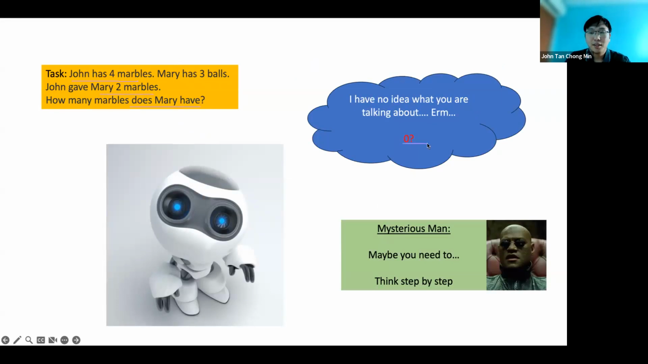Like, are you sure? What are you talking about? I have no idea, because this involves some calculation. It's not that obvious how to do the next token prediction. So how can we solve this? This mysterious man, anyone want to guess who this person is? Have you all seen him before? For those of you who don't know, he's actually Morpheus from The Matrix.